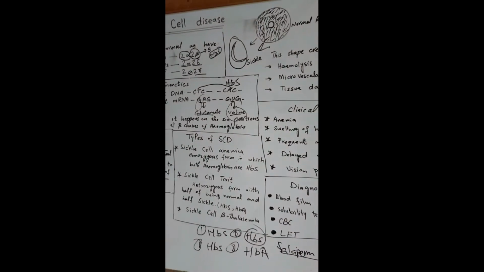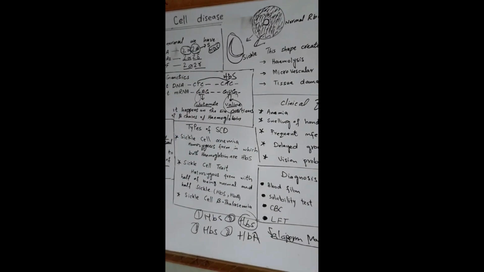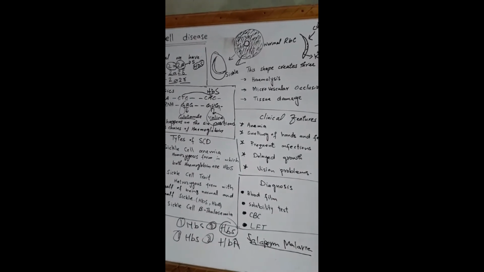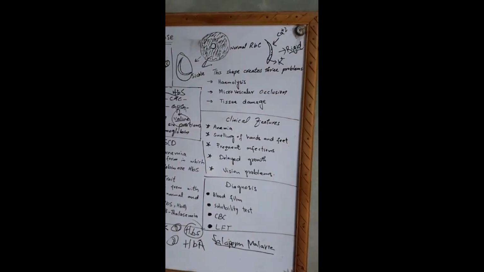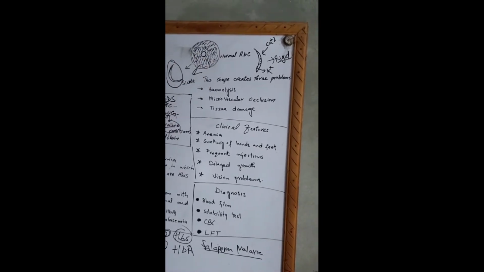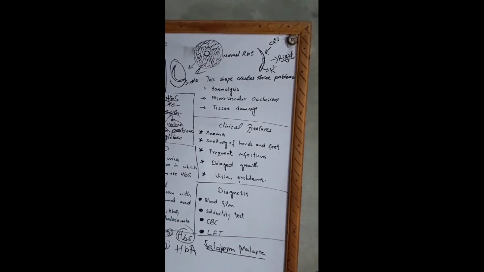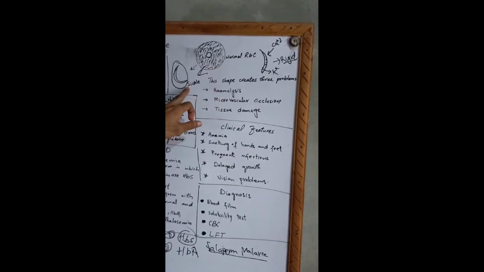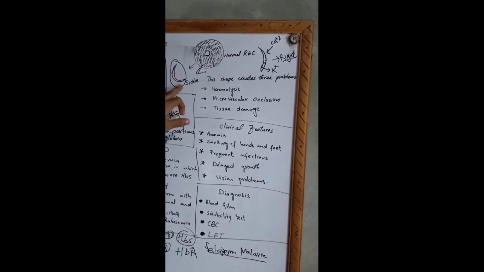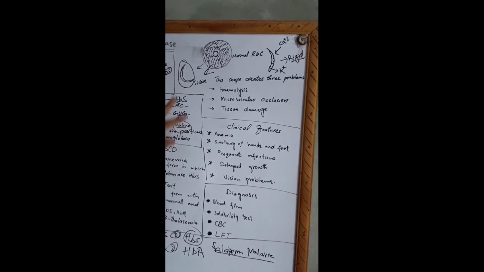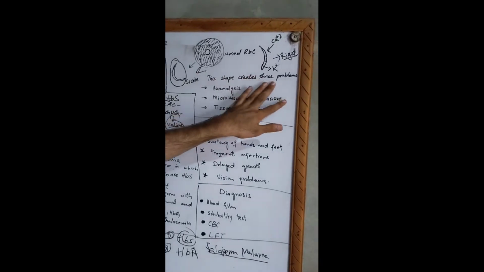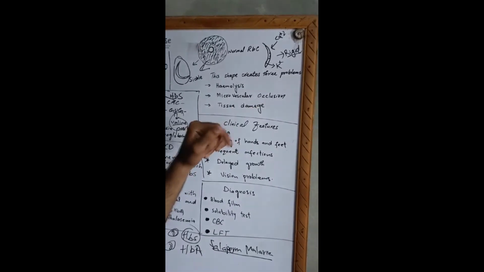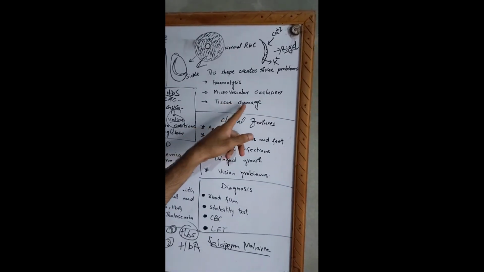As we discussed previously, there is an abnormal hemoglobin S. So what will happen if abnormal hemoglobin S is present? The normal shape of the RBC is a circular concave shape. When there is hemoglobin S, its shape will be sickle like this. So what will happen if this shape occurs? Basically three problems are created: the first is hemolysis, the second is microvascular occlusion, and the third is tissue damage.